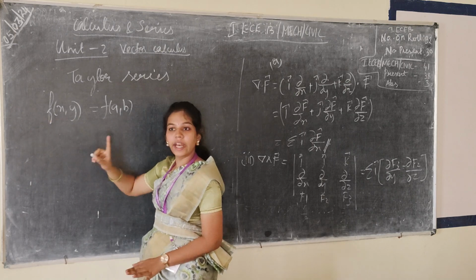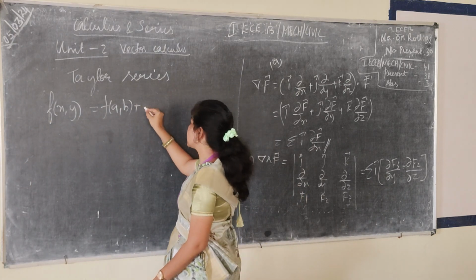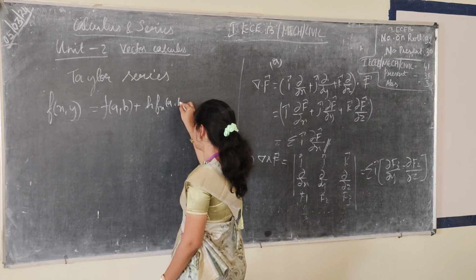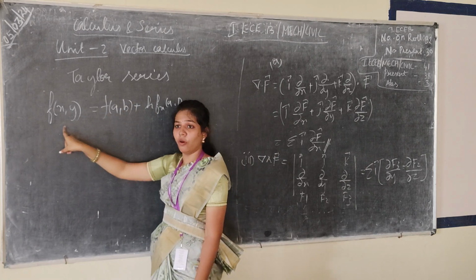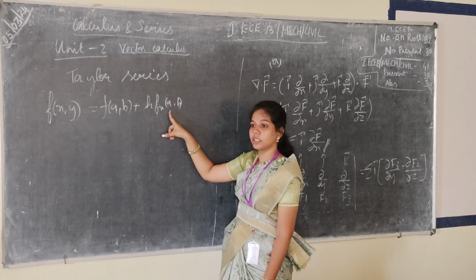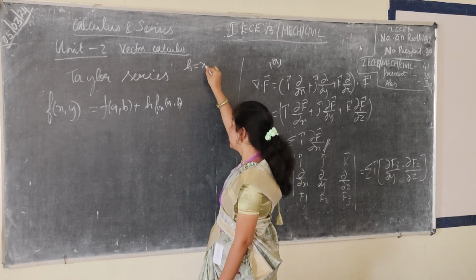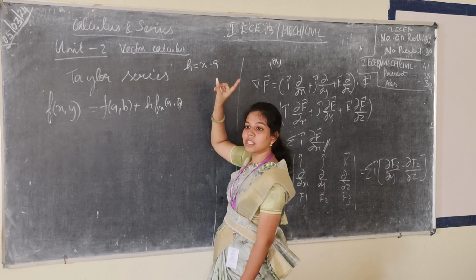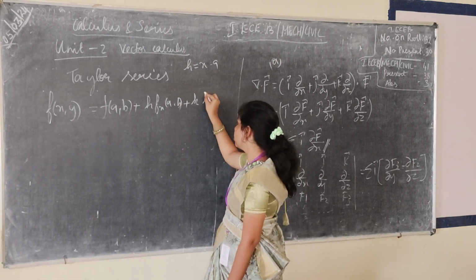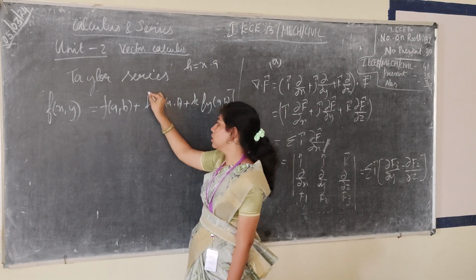That is f of a comma b. First you will substitute the given point. Next, what you will do? Plus h into fx of a comma b. That is, you will find the derivative of f with respect to x, then substitute the point (a, b). What is h? x minus a. What is a? a is a point, so x minus that point. Plus k into fy of a comma b. This is only what you should learn.